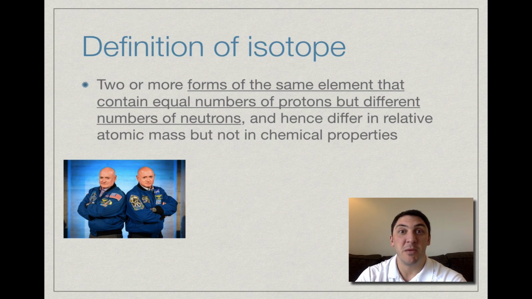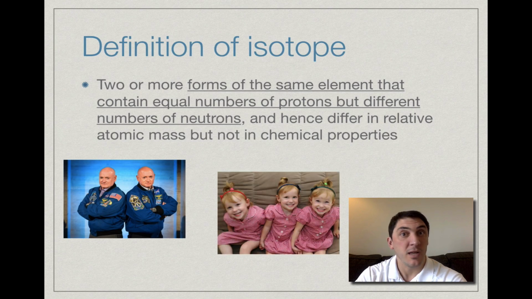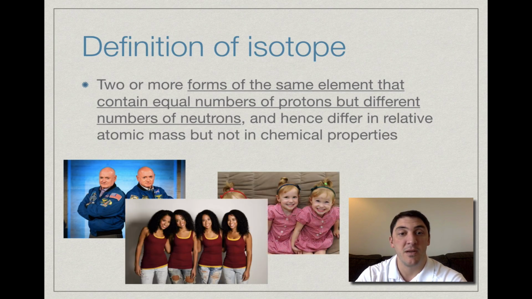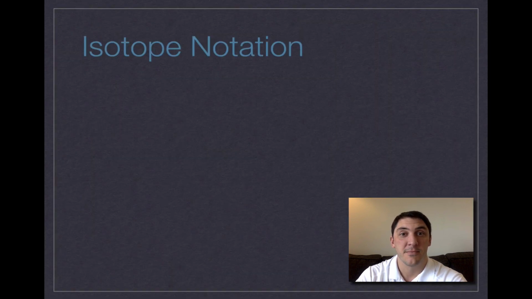But it doesn't always have to be pairs. It could also be 3 isotopes of an atom. It could also be 4, 5, 6, 7 different versions of the same element, but all 7 or 5 or 3 might have different numbers of neutrons, so they have a different relative mass.